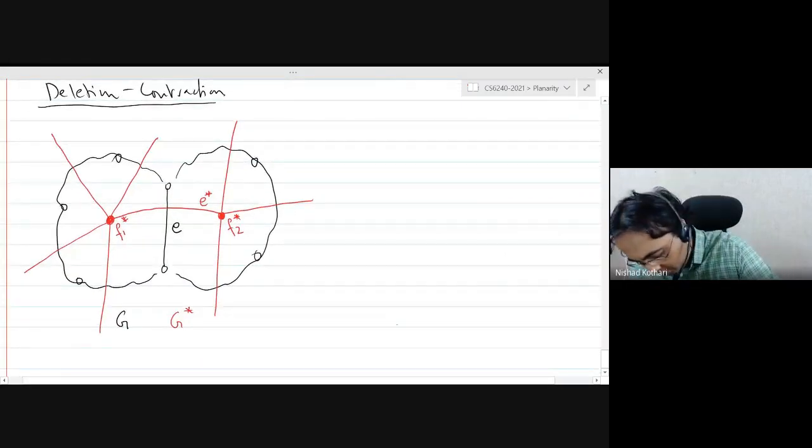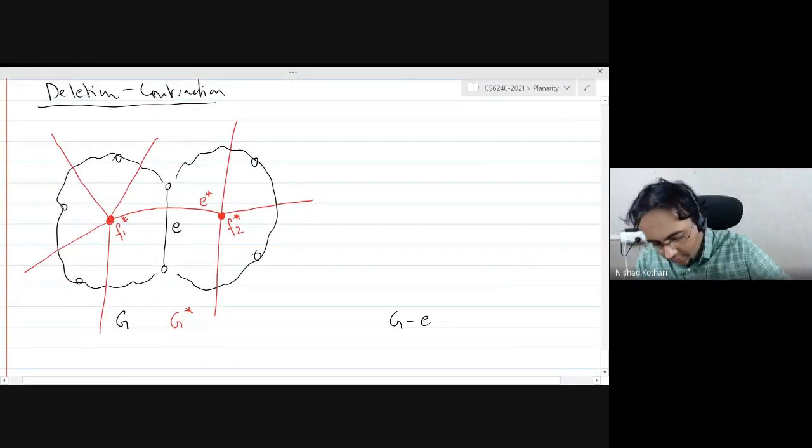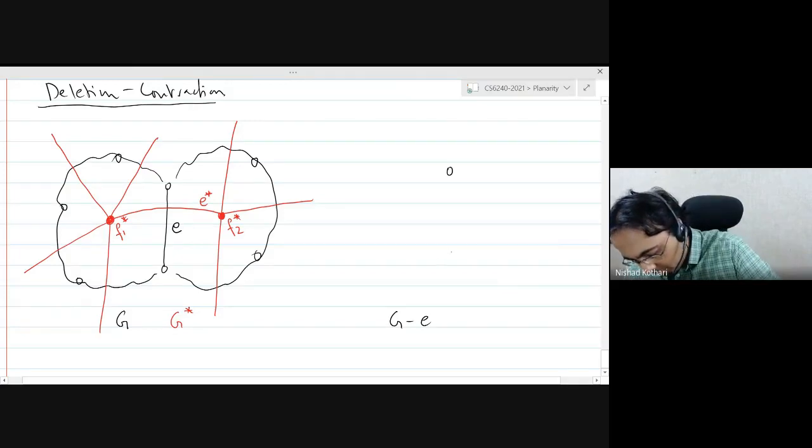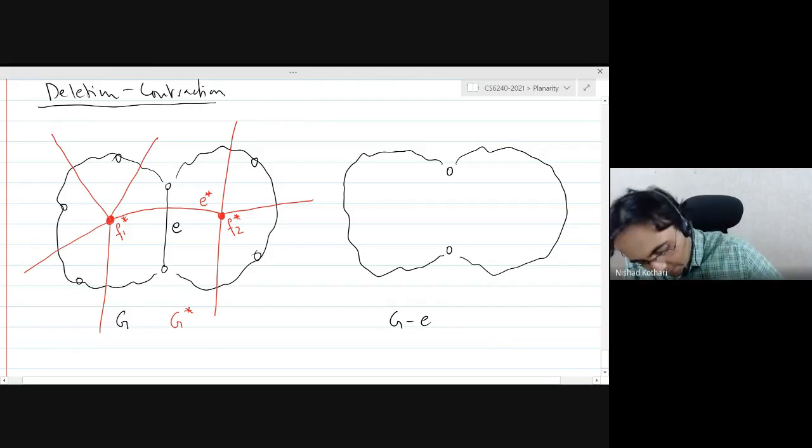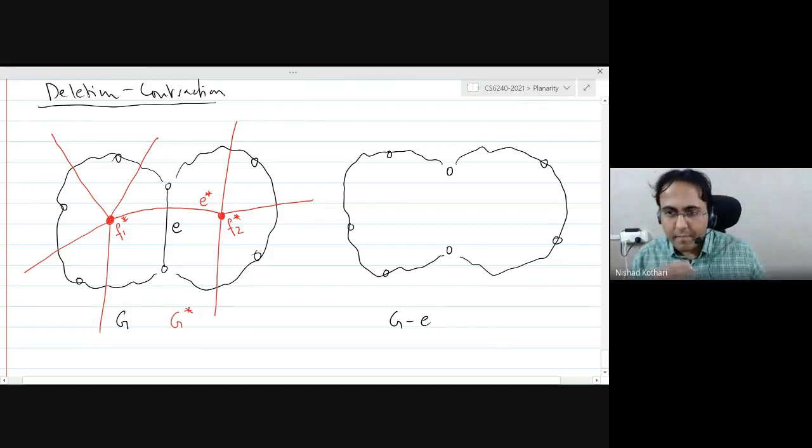So I'm going to draw G minus E. So let's put the two vertices here. And since I drew wavy lines, let me stick to that plan. Okay, I've got three vertices here, 1, 2, and 3. And I've got two vertices here. Okay, so this is my graph G minus E.